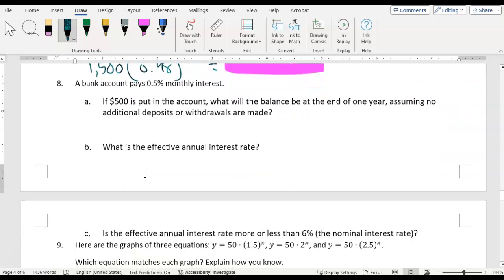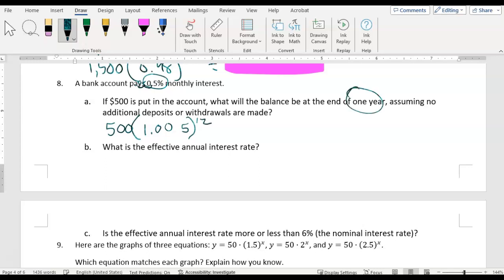All right, number 8, a bank account pays 5.5% interest. Very small amount of monthly interest. If $500 is put in the account, what will the balance be at the end of 1 year, assuming no additional deposits or withdrawals are made? So in this case, you're getting money from the bank. Now remember to turn this into a decimal. We're going to move our decimal point over 2. So we're going to do 500, we're increasing, so times 1.005. And then this is to the power of 12 because we're talking about at the end of 1 year.